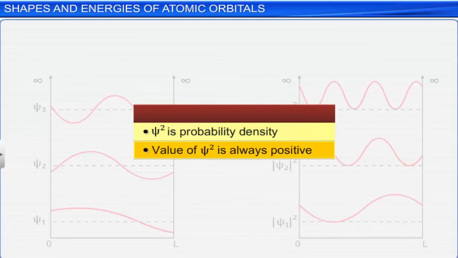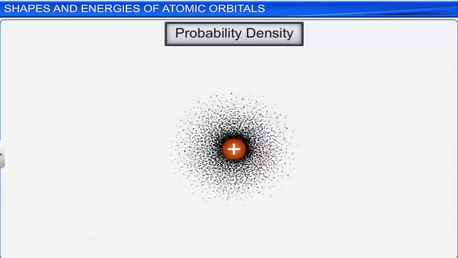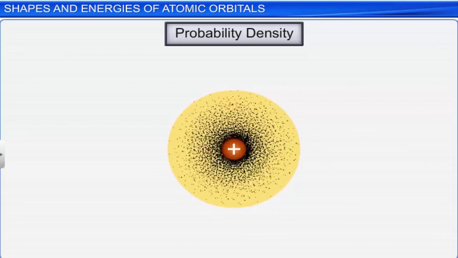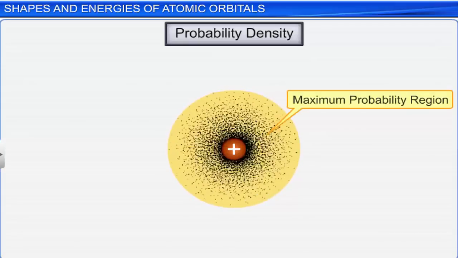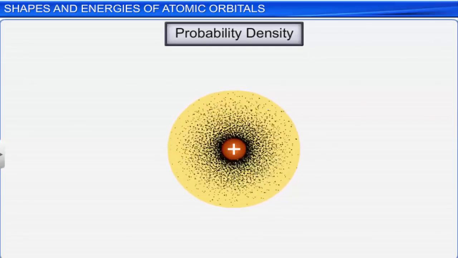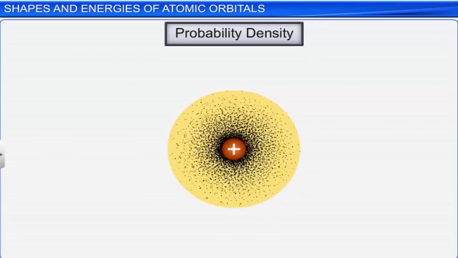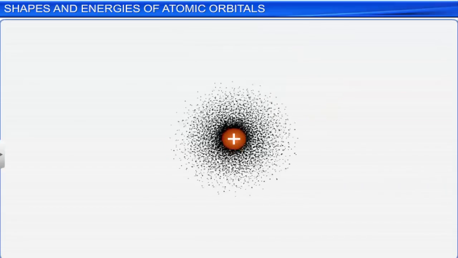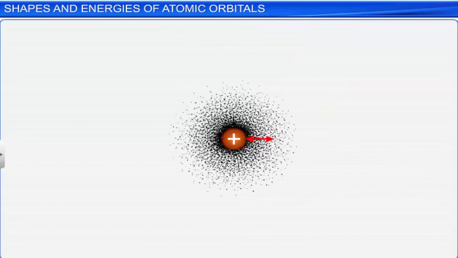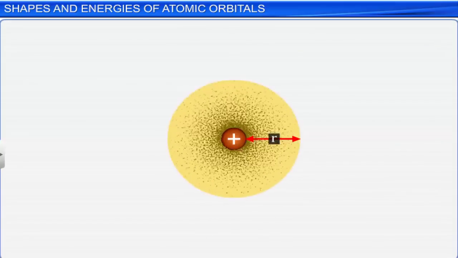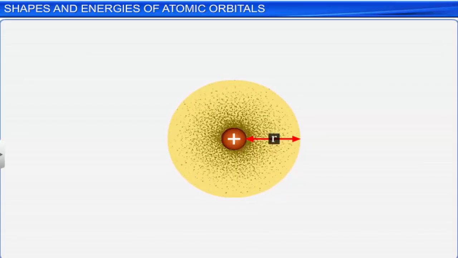and is always positive. By finding the probability density at different points in an atom, one can predict the region of space around the nucleus within which the probability of finding the electron is the maximum. This three-dimensional space around the nucleus, where the probability of finding the electron is maximum, is called an orbital. The probability of finding an electron is a function of distance r from the nucleus. The probability of finding an electron at a distance from the nucleus is called radial probability distribution.